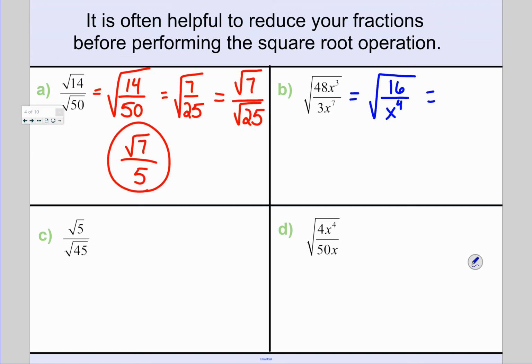Or, once we get the hang of it, we know that the square root of 16 is going to be 4, and the square root of x to the 4th is going to be x squared. So I kind of skipped a step there to know that I'm going to be taking the square root of both of them, so that's my answer.